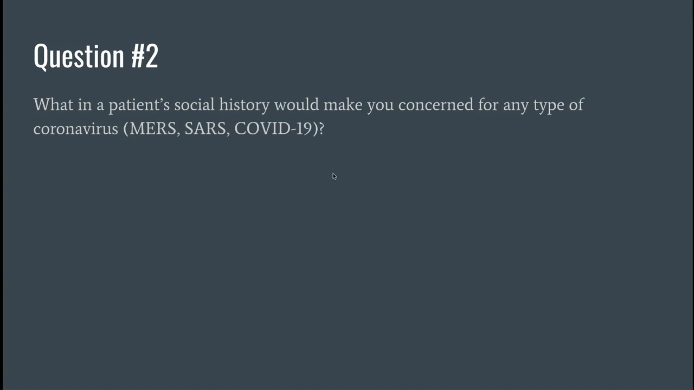Question number 2, what in a patient's social history would make you concerned for any type of coronavirus? The 3 zoonotic ones. So the answer is things that should lead you towards the differential of COVID or coronavirus is a recent travel history, especially if it's to Saudi Arabia or China. But now it can be anywhere with SARS-CoV-2. And then any exposure to a patient with a suspected or confirmed case, that should definitely point you towards COVID.